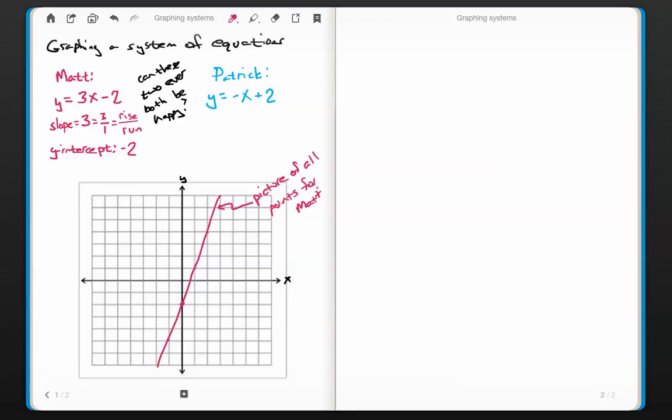Okay, the red line is a picture of a bunch of points. You know, for instance, this point makes him happy, this point makes him happy, this point makes him happy. Even some of these points in between, you know, the big points, they make him happy. So that's what Matt likes.